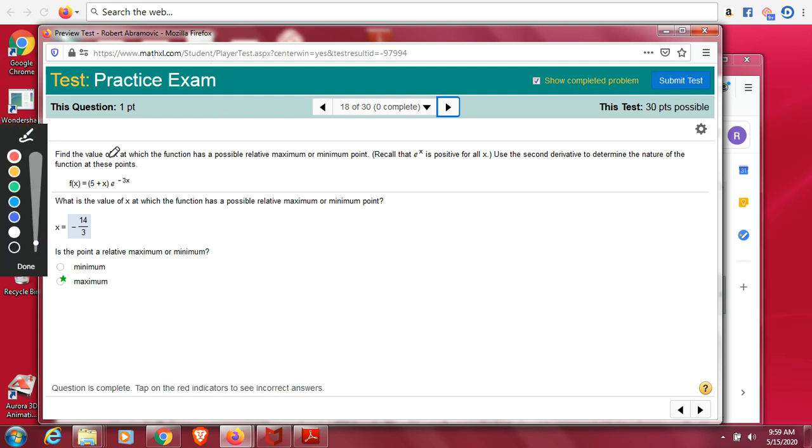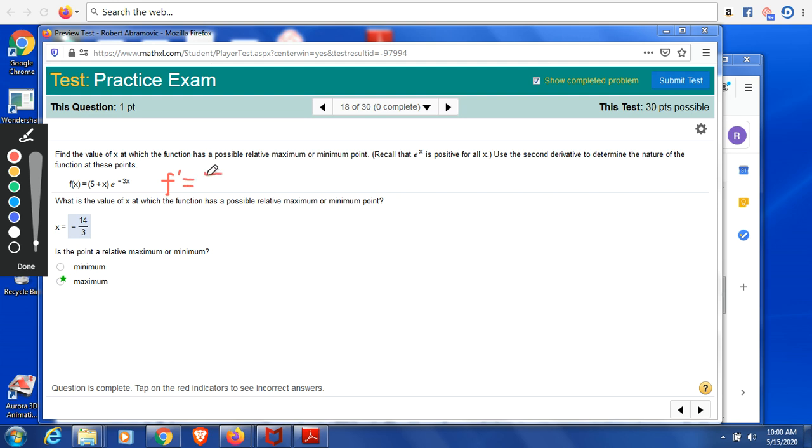Find the value of x at which the function has a possible relative max or relative min point. Recall e to the x is positive for all x. Use the second derivative to determine the nature of the function at these points. So here, what you're required to do is to differentiate this function and then determine the critical numbers. Now, to do that, let's find f prime.